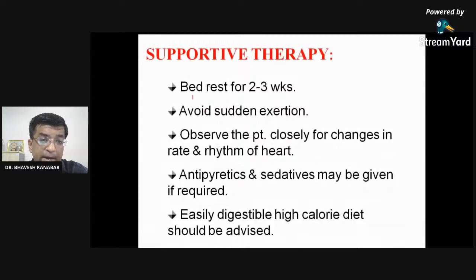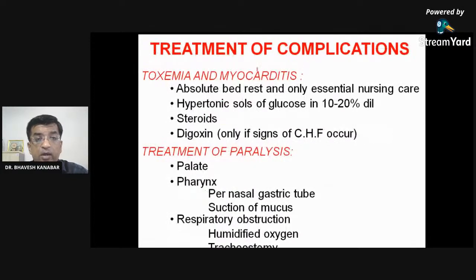Supportive therapy: bed rest for 2 to 3 weeks, avoid sudden exertion, observe the patient closely for changes in rate and rhythm of the heart to detect myocarditis. Antipyretic and sedative may also be given if required. An easily digestible high calorie diet should be advised. Treatment of complications: in case of myocarditis and toxemia, absolute bed rest, only essential nursing care, hypertonic solution of glucose, steroid, digoxin, all these are the parts of medicine, right?